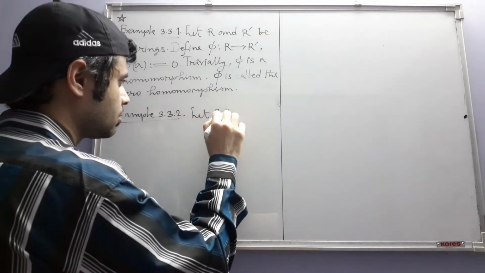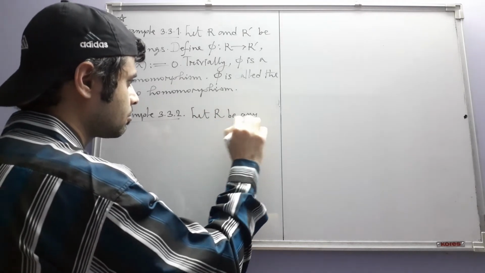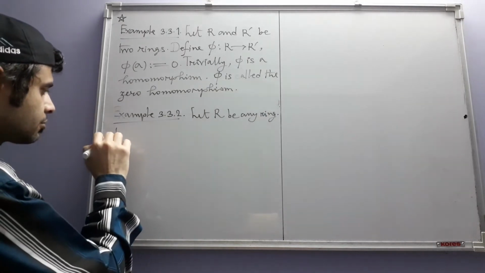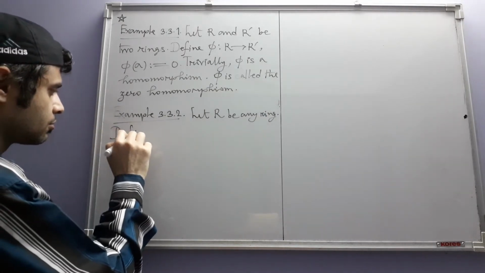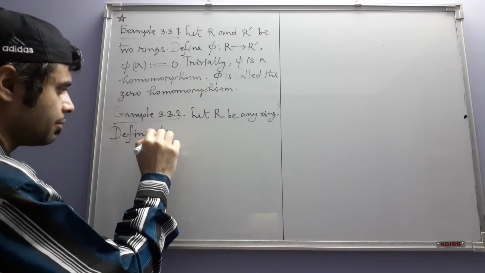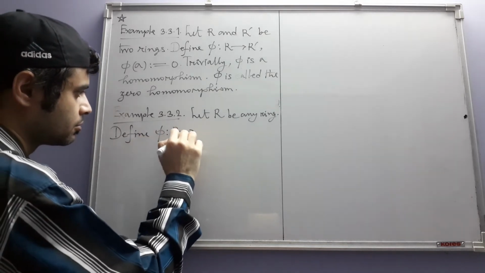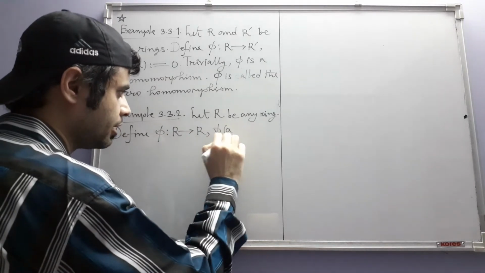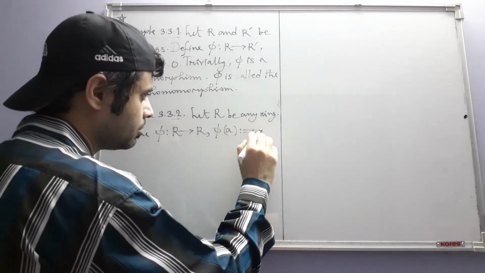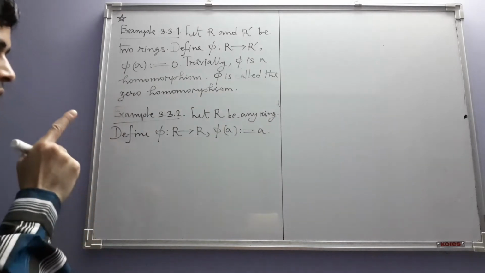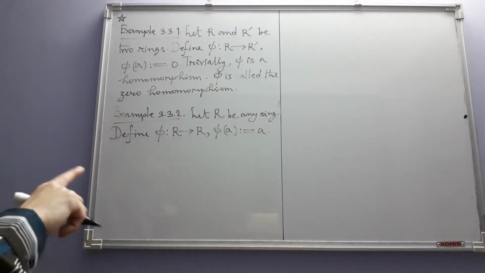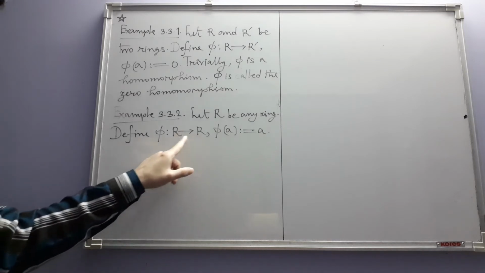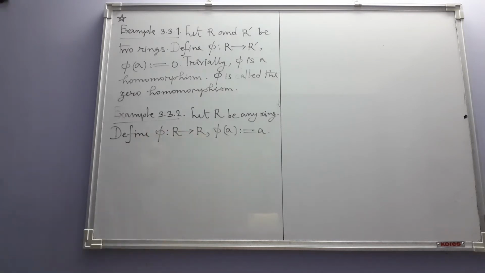Let R be any ring. Define a map phi from R into itself by defining phi of A to be equal to A. That means here every element in R is being mapped onto itself. And note one more thing, that here the domain and range are the same.